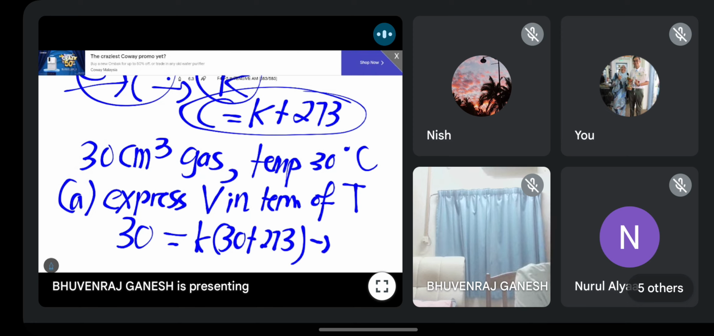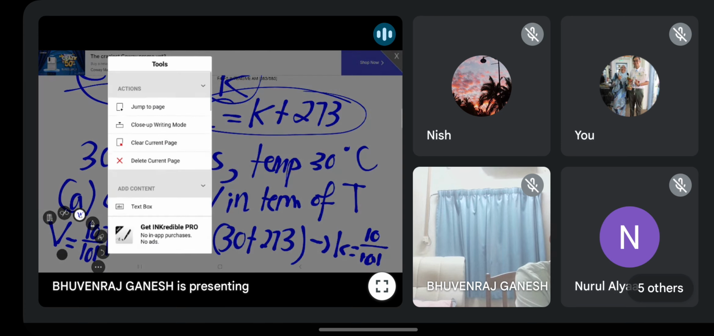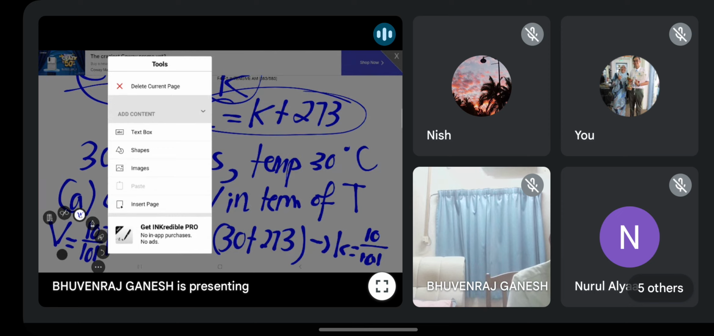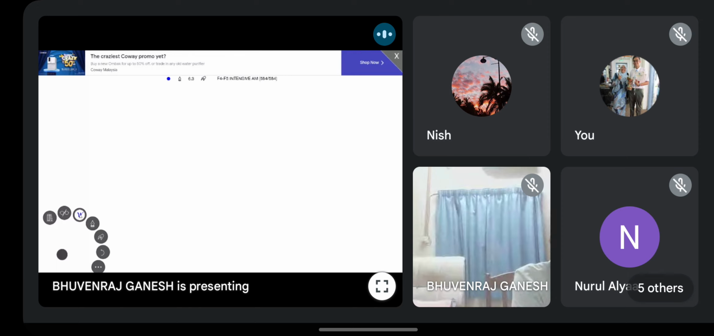Okay. So, from here, you can get k equals 10 over 101. Simplify the fraction to the simplest form. So final answer, V equals kT, which is 10 over 101 T. The 10 over 101 is your constant. Okay guys, understand how to do this? This question is a little tricky, but the concept is exactly the same.